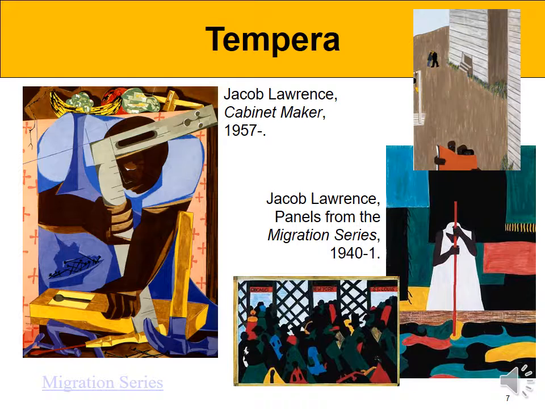Jacob Lawrence, a 20th century artist who worked with tempera, is definitely influenced by the expressional power of abstraction. Looking at the painting Cabinet Maker, you can see the simplified flat forms. What style of painting have we seen before that resembles the style that we see here in the Cabinet Maker? Can you see some Cubist influence in his work?